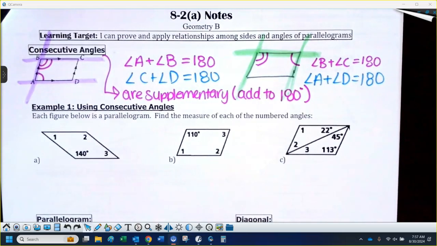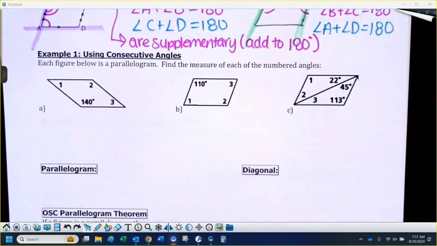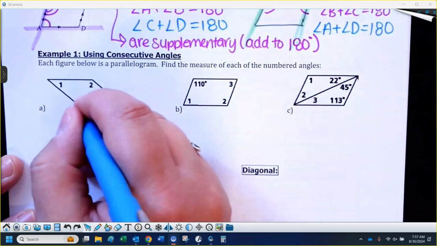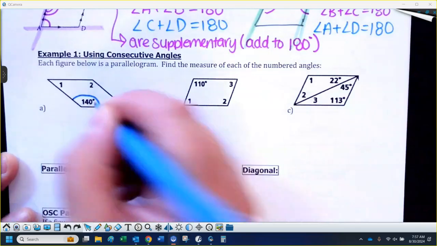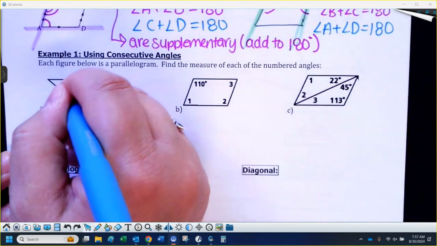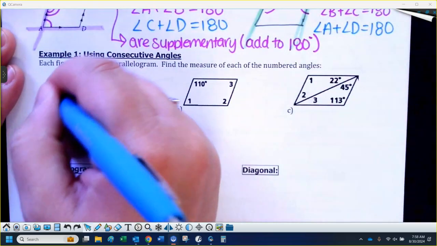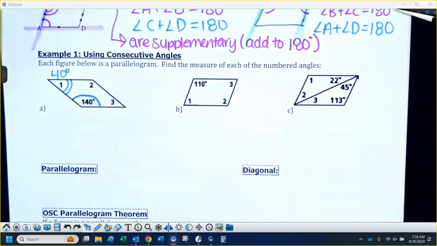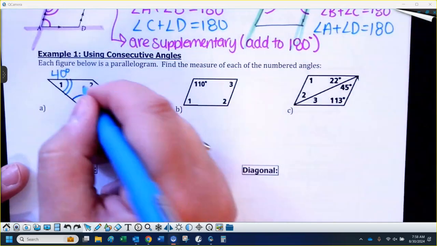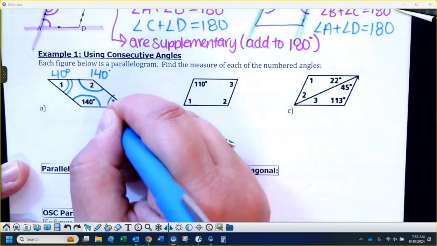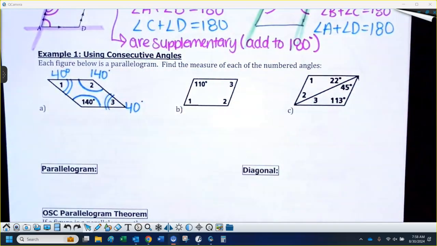If you know you have a parallelogram, which is what we're going to do in example 1 here, the angles as you go around are going to be supplementary to each other. So if this is 140, can anybody tell me what angle 1 would be? 40. Done. So angle 1, if you want to mark it in the diagram, would be 40. Alright, what would angle 2 be? 140. What would angle 3 be? 40. And you can go right around and get all the angles in the figure.